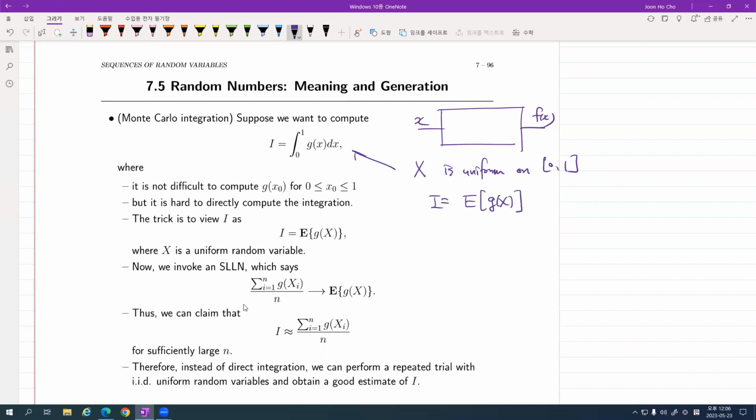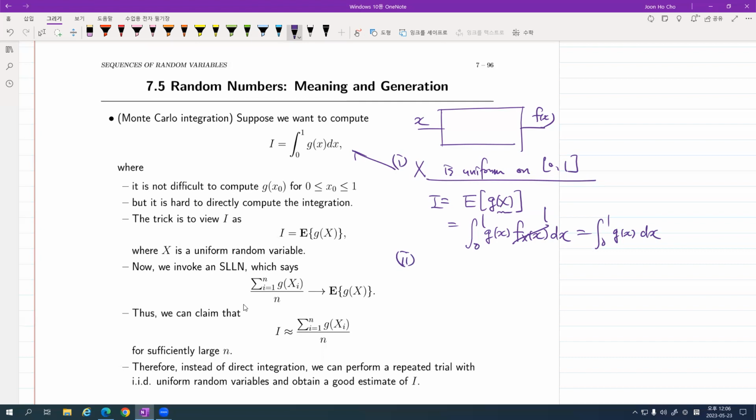this one. Why? Because the expectation of a function of a random variable, due to the fundamental theorem of expectation, is the integral of g of the variable times the PDF, if it exists, of that random quantity, dx. And here, X is uniform, so this is 1, and you have the integral of g(x) dx. Okay, so this is the first trick. But still, it does not give us any idea about how to evaluate it.